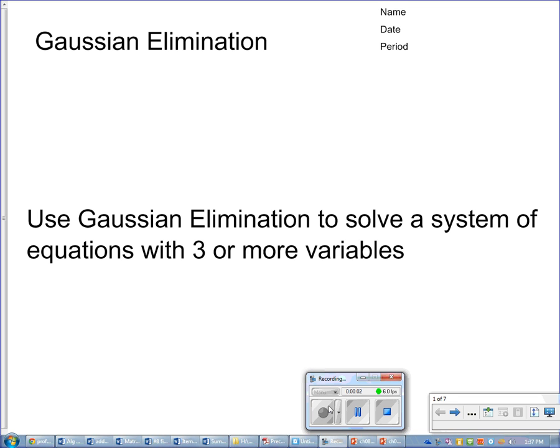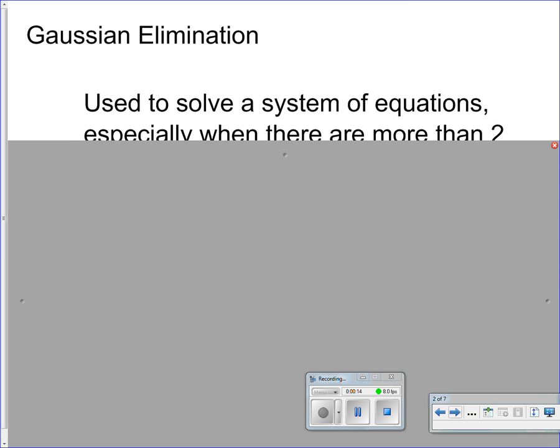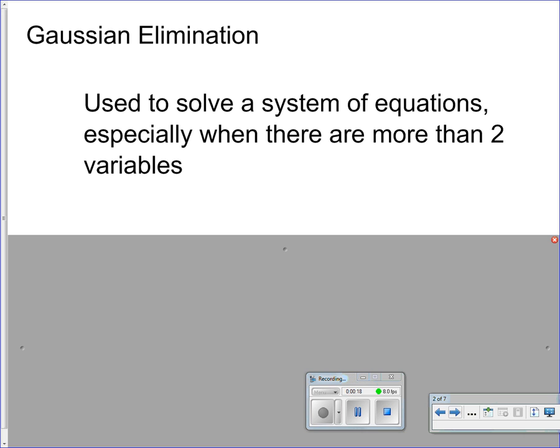The title of this note is Gaussian Elimination. And our goal is to be able to use Gaussian elimination to solve a system of equations that has 3 or more variables. So what is Gaussian elimination? It's a technique that we're going to use to solve a system of equations. And we can use it for any system. It's especially useful when there's more than 2 variables.